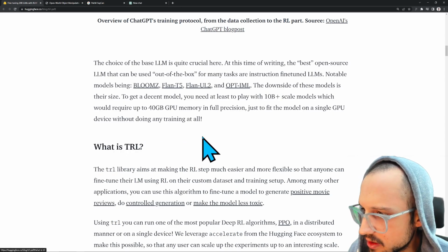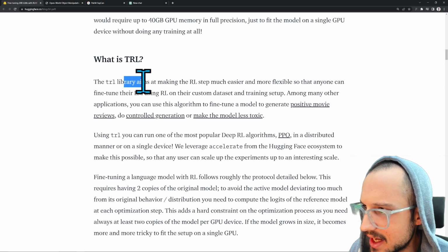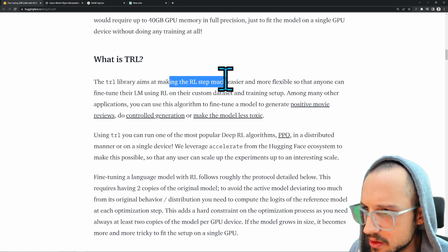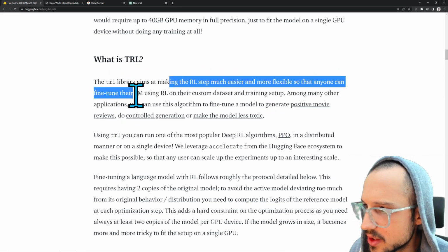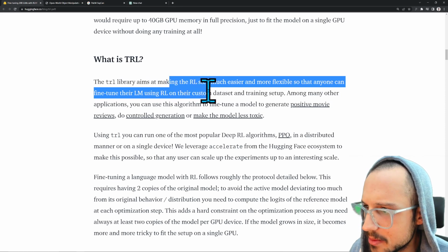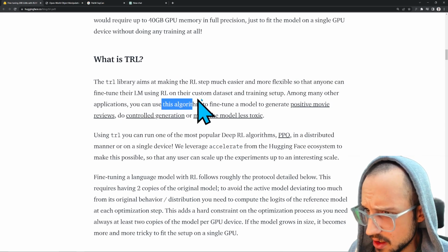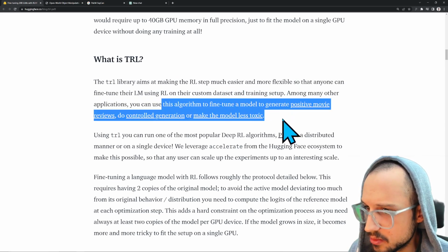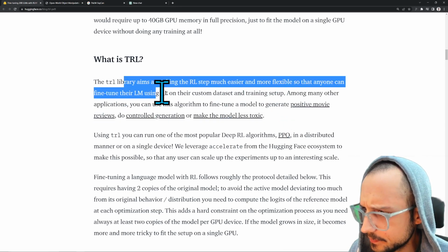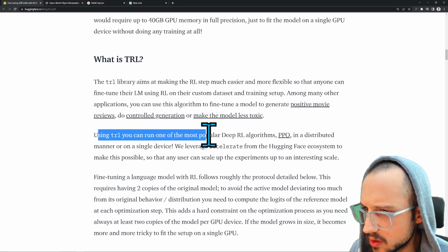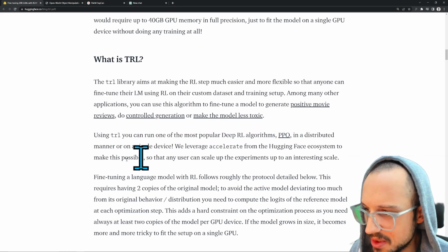What is TRL? TRL is a library making the RL step much easier and more flexible so that anyone can fine-tune their LM on their custom dataset and training setup. You can use this algorithm to fine-tune a model to generate positive movie reviews and so on. Using TRL, you can run one of the most popular deep RL algorithms, PPO, in a distributed manner on a single device. We leverage Accelerate from HuggingFace to make this possible.